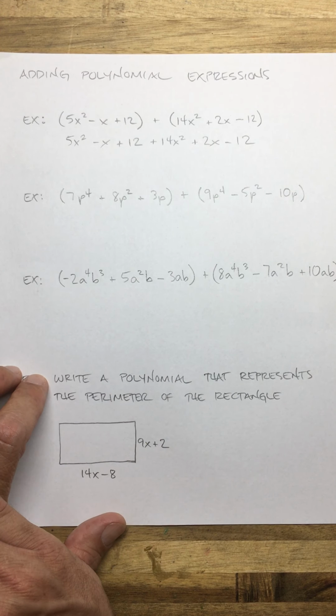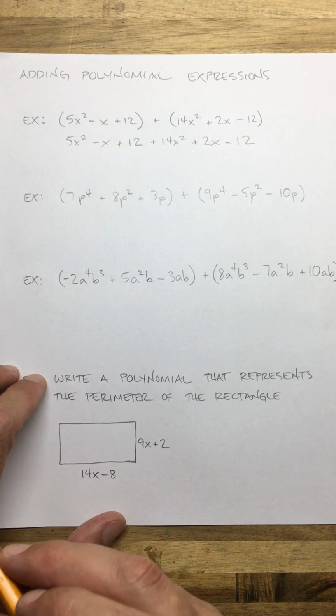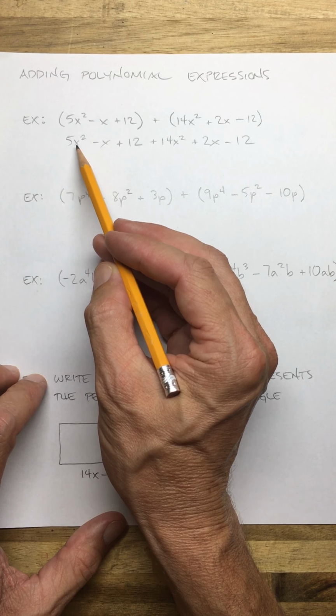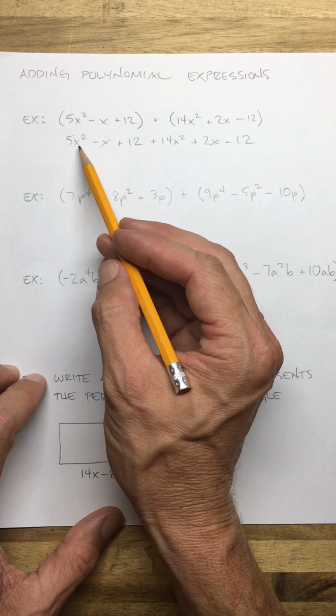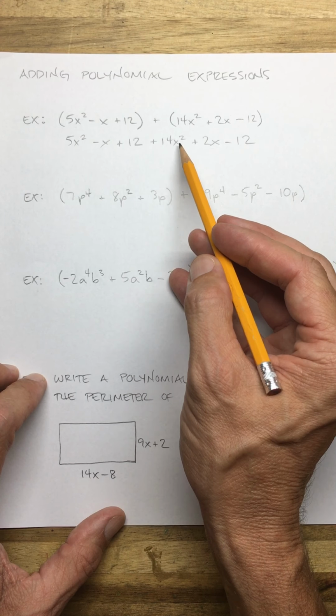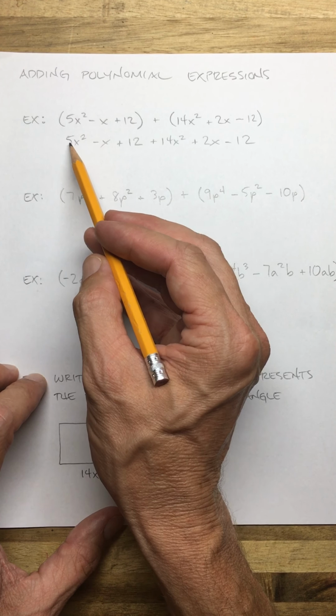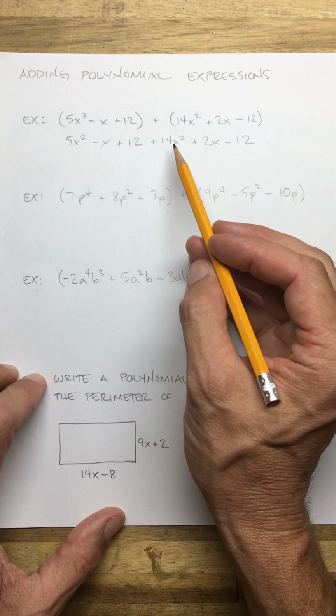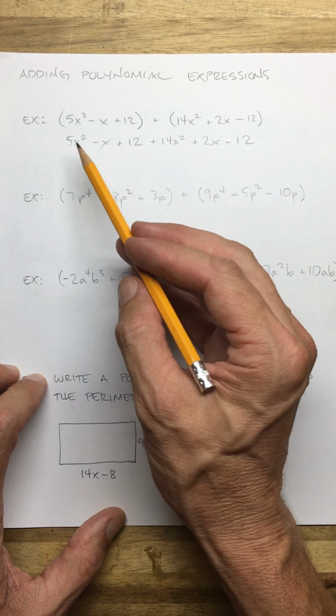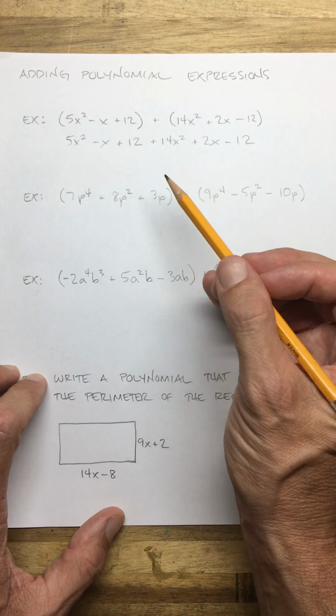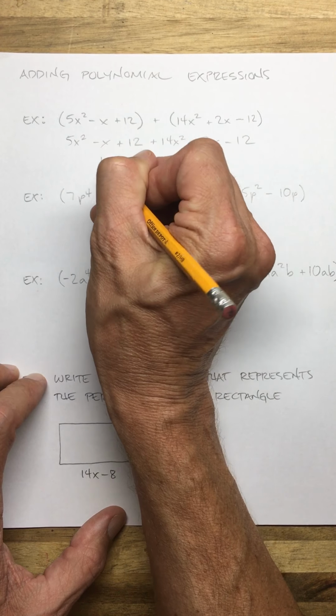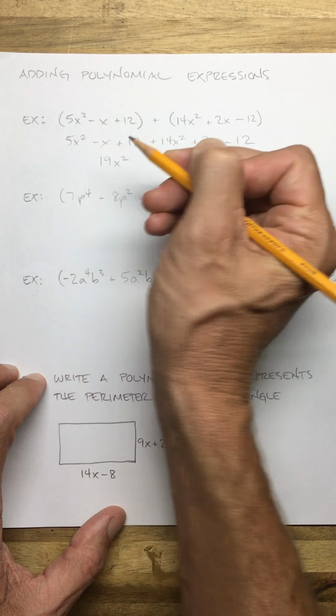Now all we have to do is combine like terms. Remember what like terms are? Well, here's a 5x squared. Do you see any other x squareds anywhere? Hey, there's one right there. So I could combine these two. This 5x squared, and there are 14x squareds. If you have 5 of them and 14 of them all together, you have 19 of the x squareds, okay?